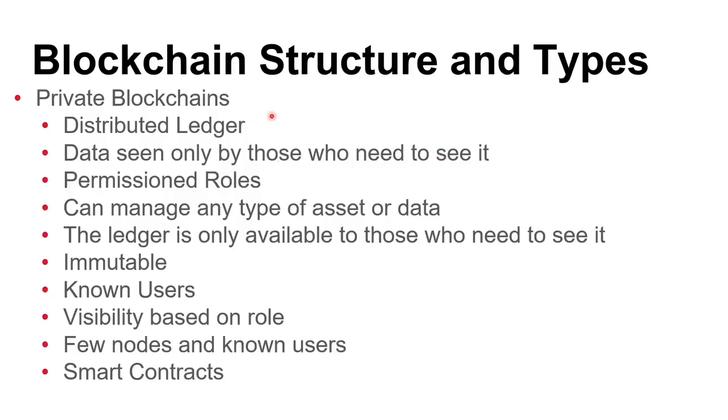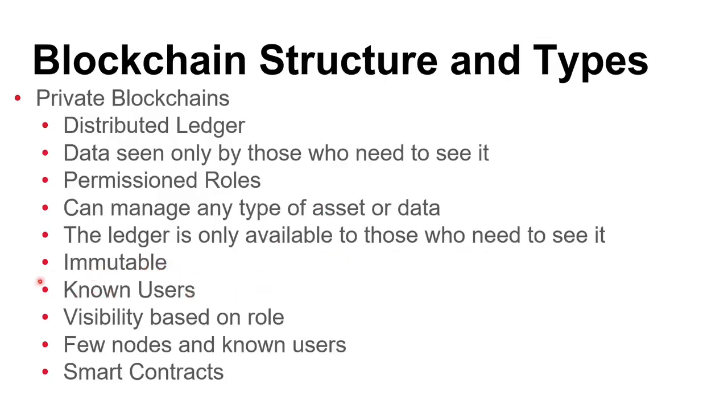So examples of some private blockchains would be Corda, or Hyperledger Fabric, or even Hyperledger Sawtooth. They can manage any type of asset or data. Yes, that's what we want. The ledger is only available to those who need to see it. That's what we want. We still want the immutability.